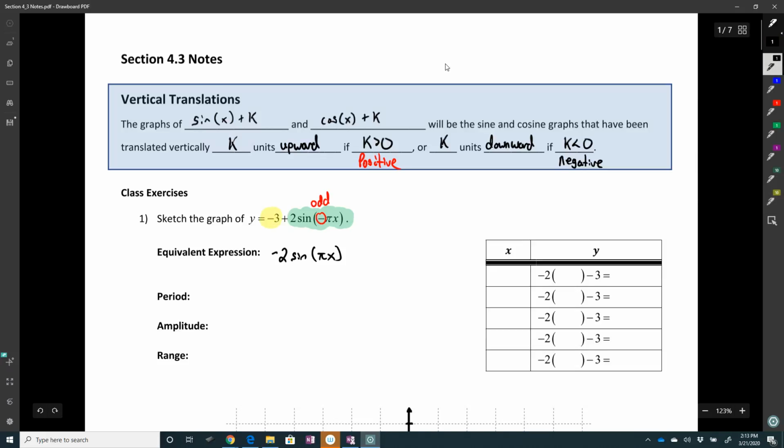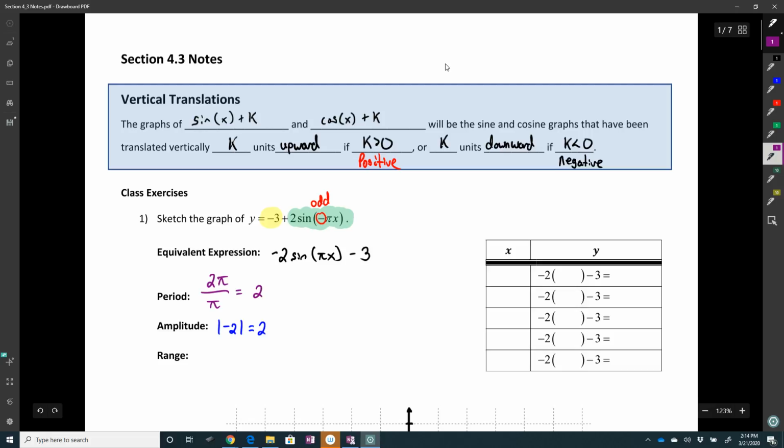So I can say minus 3. So this is the same equation. I just changed it, made the inside positive using a property of odd functions, and rearranged things around. So looking at this, we can see that the amplitude is 2, or the absolute value of negative 2, which is 2. All right, the period, we can use what we learned last time, is 2 pi over the number in front of x, which is pi.